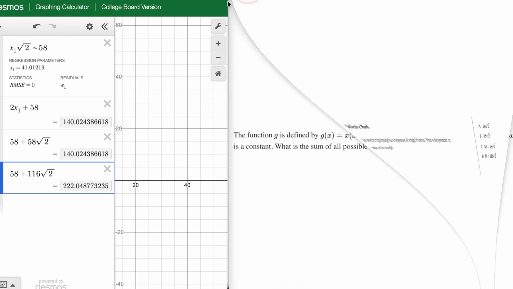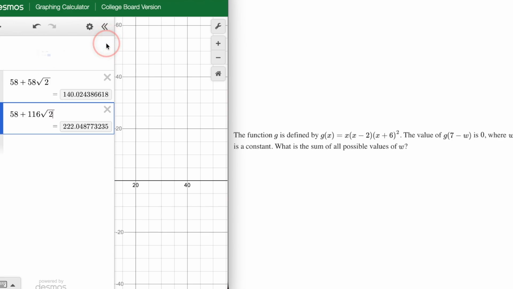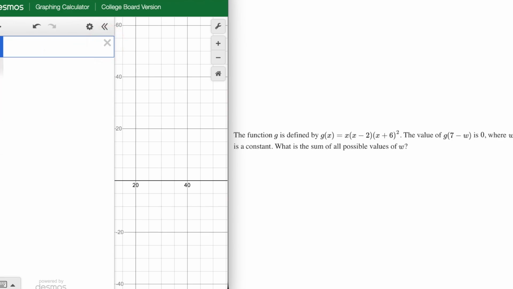Okay, so a function is defined by g of x equals x times (x minus 2) times (x plus 6) squared. The value of g of (7 minus w) is 0, where w is a constant. What is the sum of all possible values of w? So this problem looks very complicated, but it's actually not very hard.